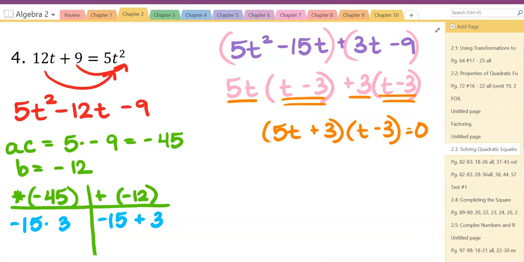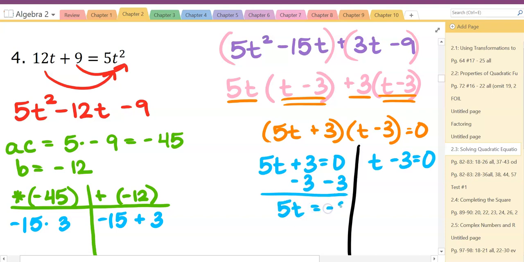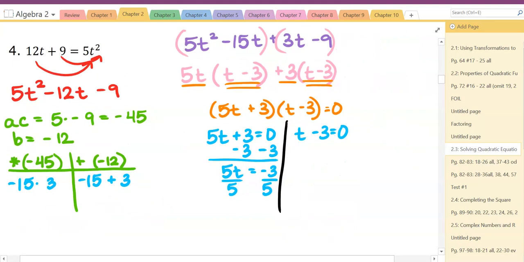So we're going to take 5t plus 3, set that equal to 0, and then t minus 3 and set that equal to 0. So for the one on the left side, 5t plus 3, we would start by subtracting 3. So we have 5t equals negative 3, and then divide by 5. You're going to get a fraction for this one, and I would just leave it as a fraction. So one answer is t equals negative 3/5.